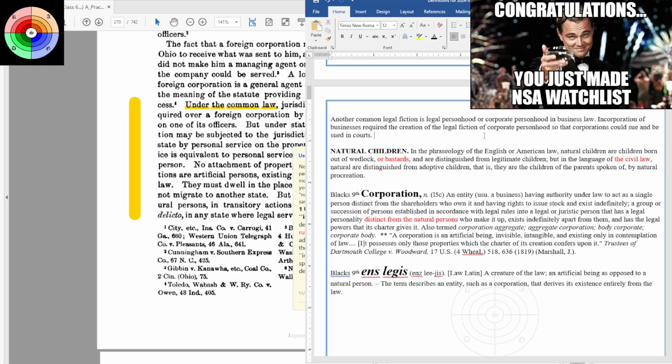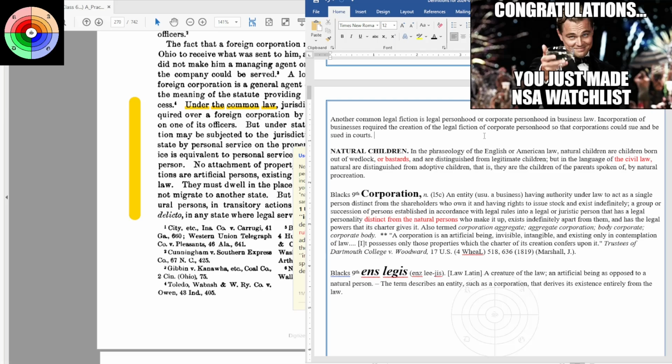But to continue, a group or succession of persons established in accordance with legal rules into a legal or juristic person that has a legal personality distinct from natural persons. Okay. They're both fictions, the corporation, the juristic person, and distinct from natural persons, who has the capacity, maybe, someday, to grow up. But who exist indefinitely apart from them and has the legal powers that its charter gives it. Also termed corporation aggregate, aggregate corporation, body corporate, corporate body.